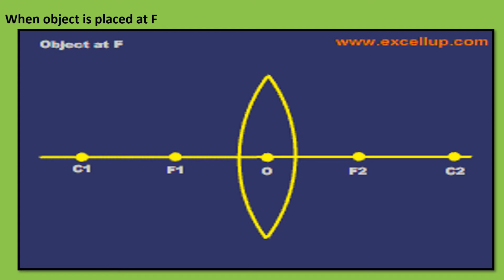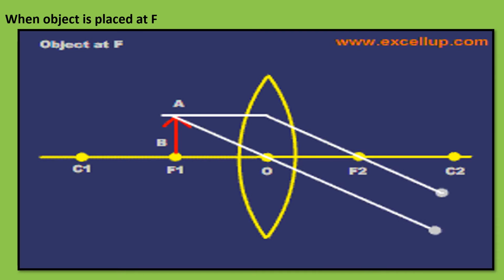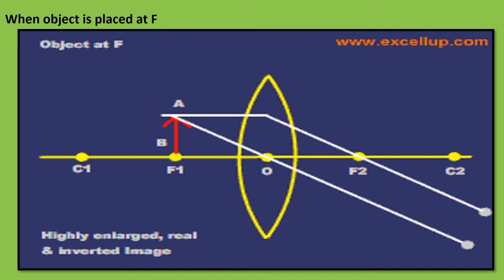When the object is placed at the principal focus of a convex lens, no image is formed because after refraction both the rays of light are becoming parallel.